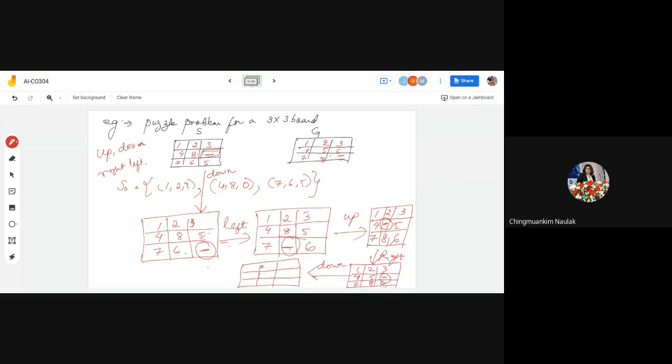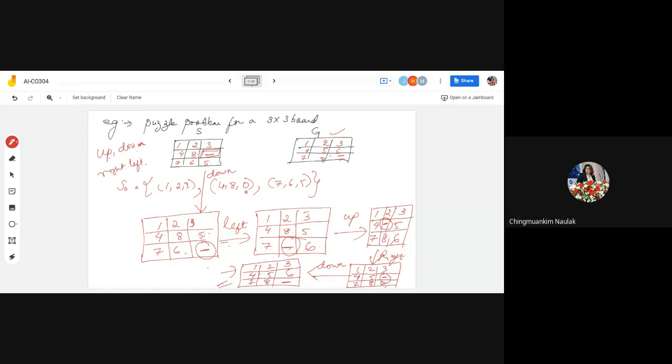Just the arrow has to be correct. 1 2 3 4 5, and this cell comes downward. That means the below number comes up. 4 5 6 7 8 dash. Now compare this current state with the goal state. It's same to same, right? So done. You have achieved your goal. You have to stop here.